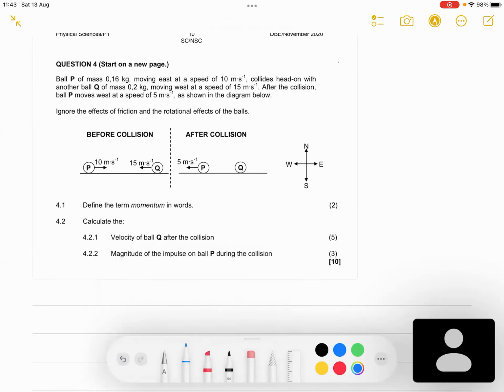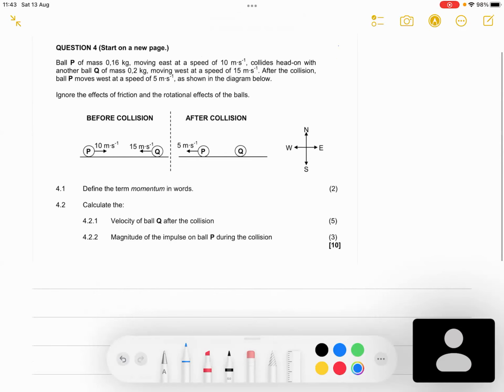Okay, so let's get on with an example. That's the best way to know if we understand this. So here is an example on momentum. It says, ball P of mass 0.16 kilograms, moving east at a speed of 10 meters per second, collides head on with another ball Q of mass 0.2 kgs, moving west at a speed of 15 meters per second. After the collision, ball P moves west at a speed of 5 meters per second, as shown in the diagram below. Ignore the effects of friction and the rotational effects of balls.